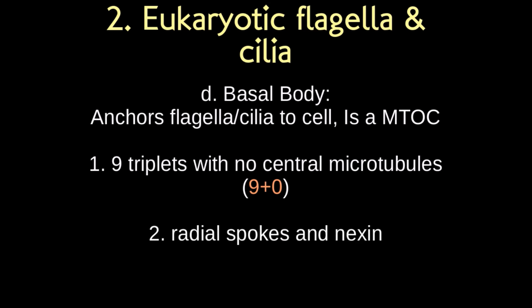We do, however, have the radial spokes moving inward, and we also still have the nexin connecting the adjacent triplets in this case. However, we have no dynein. This is just an anchoring structure. These microtubules don't need to move relative to each other, so it makes sense we have no dynein here.